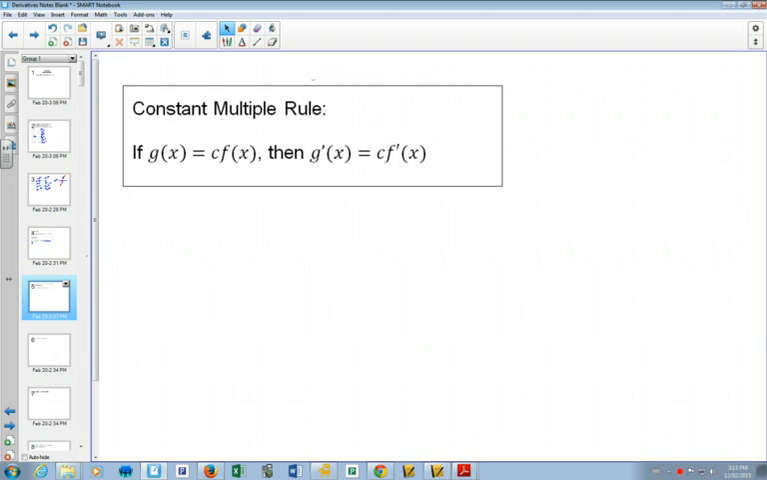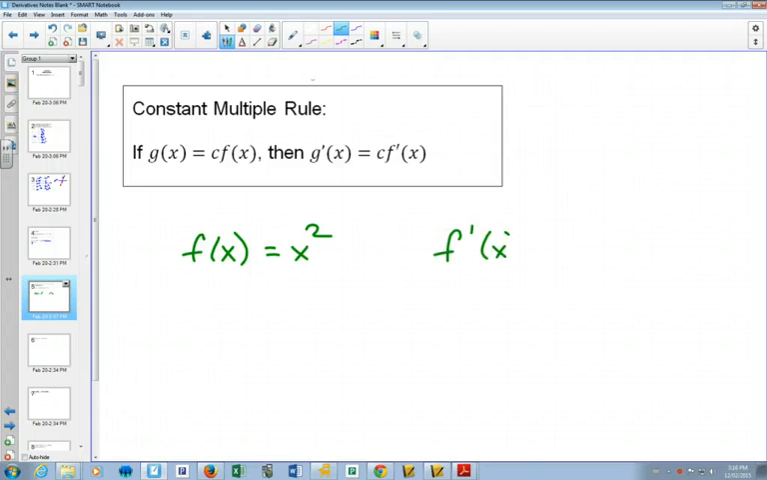Now, if you can find the derivative of a function, and that function is just getting multiplied by another number, here's a brief example. This constant multiple rule says that if I have some function, let's say f of x is x squared, the derivative, now that we've learned our power rule, is quite easy. It would just be 2x.